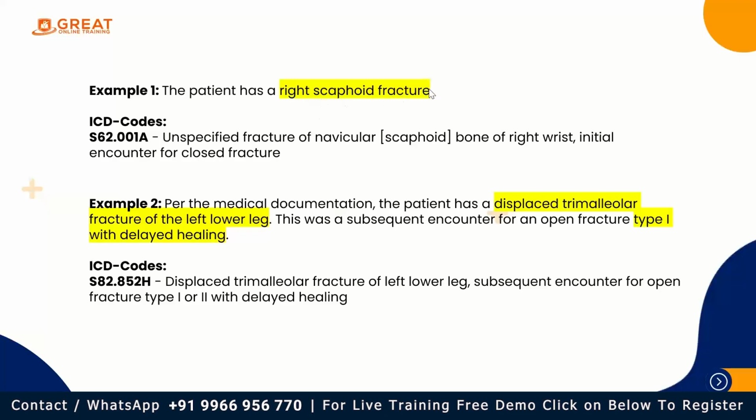This is how you have to highlight when you are solving the questions for the CPC examination. The main term you have to highlight. Here, right scaphoid fracture is there, so you highlight or underline it, whatever is easy for you. Here, displaced trimalleolar fracture of the left lower leg, and that too type 1 with delayed healing. These are the main terms that you have to highlight, so it will be easy for you to search for the code.